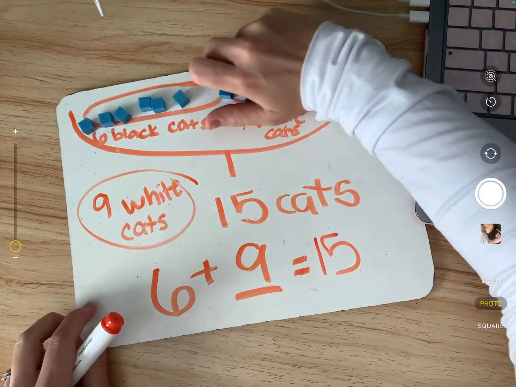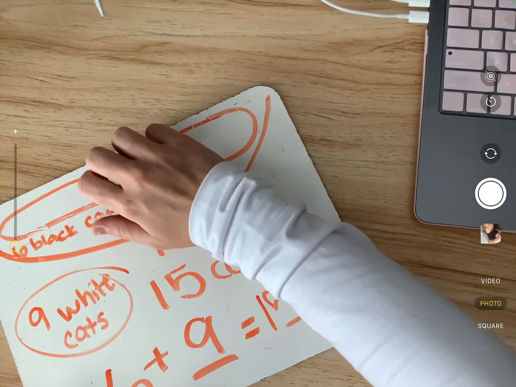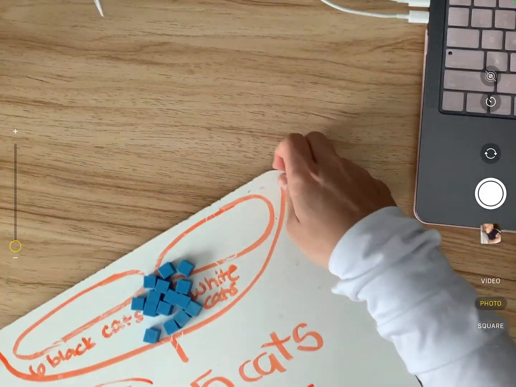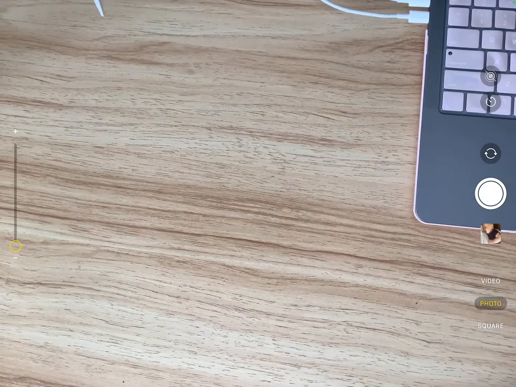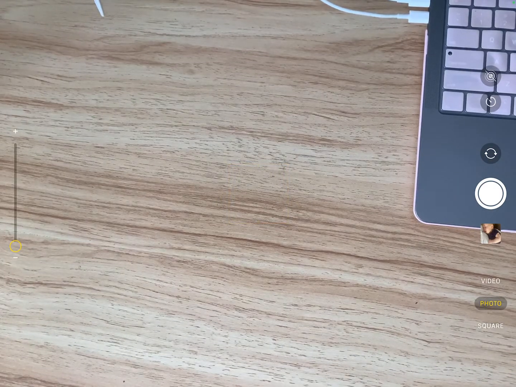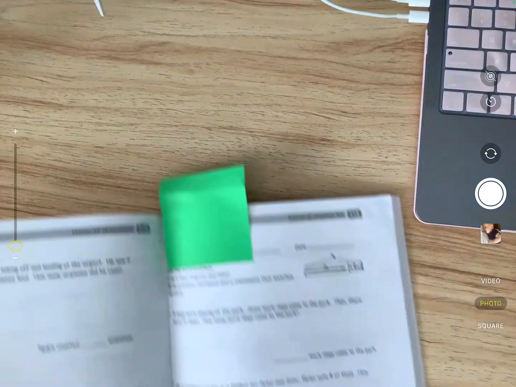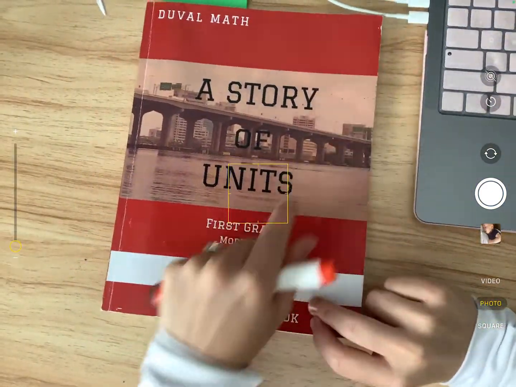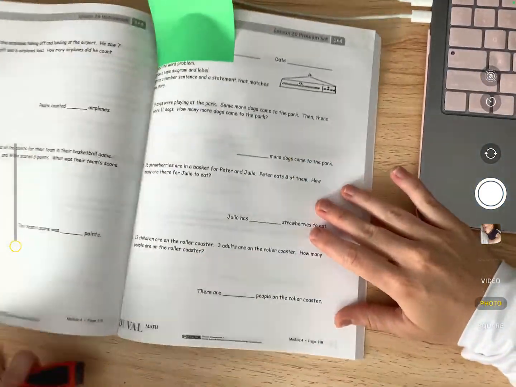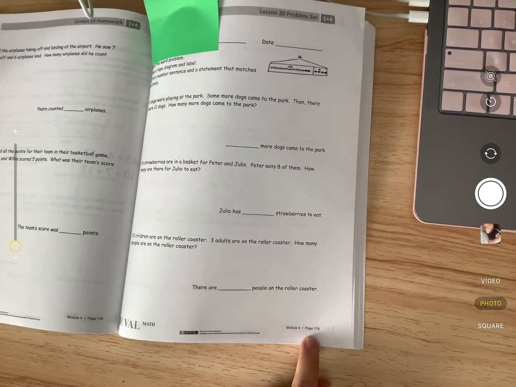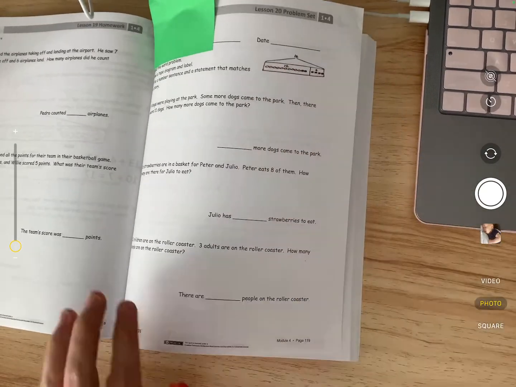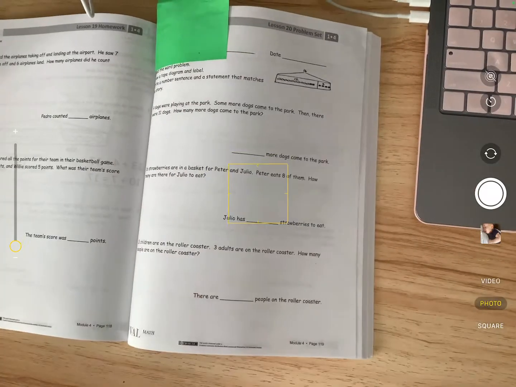Okie doke. Let's go ahead and go to the book now. I'll show you that page again that I had earlier. We're not going to use cubes. We'll do drawings for the book, and I'll show you what to do. All right, so this is in your Module 4 book, and it's on page 119. It says Lesson 20 at the top. Pause me while you look for this page.